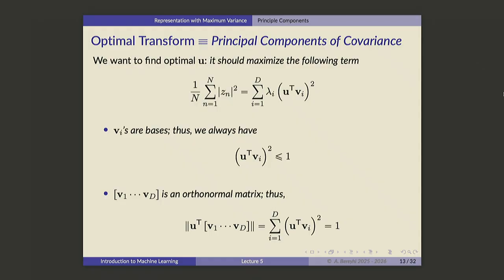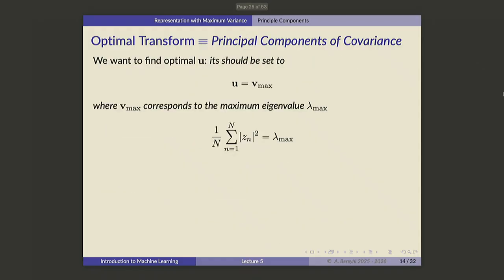I'm going to put all the weights on the maximum eigenvalue, because if I reduce that and give it to any other eigenvalue, that eigenvalue is smaller, so this average is going to be smaller. This is the reason that I'm going to put u exactly as the eigenvector whose eigenvalue is maximum. Everybody's cool? You got the idea? Questions?